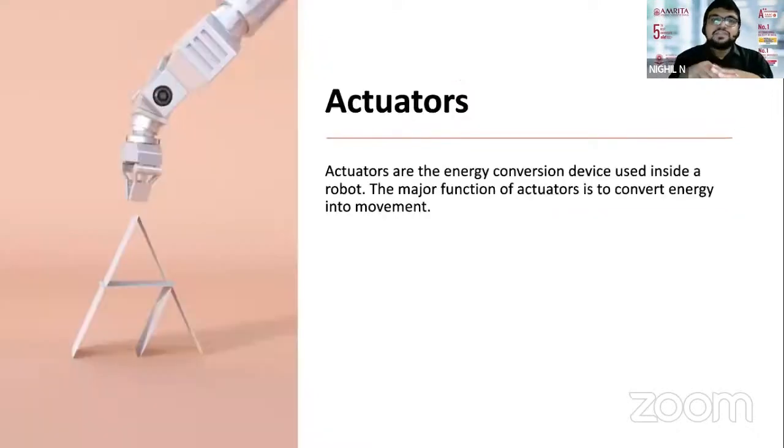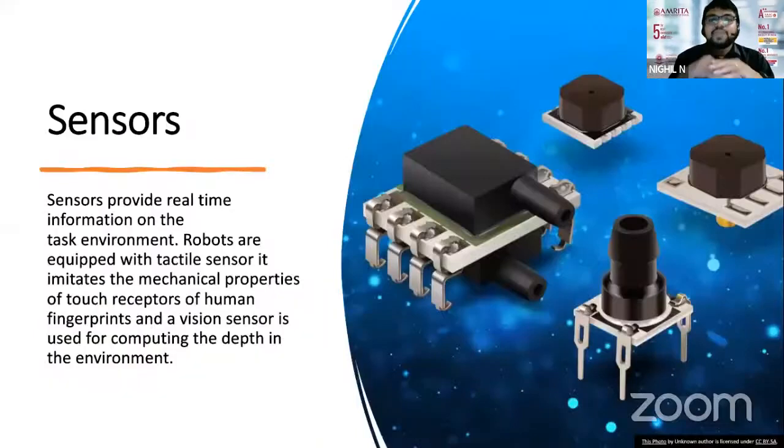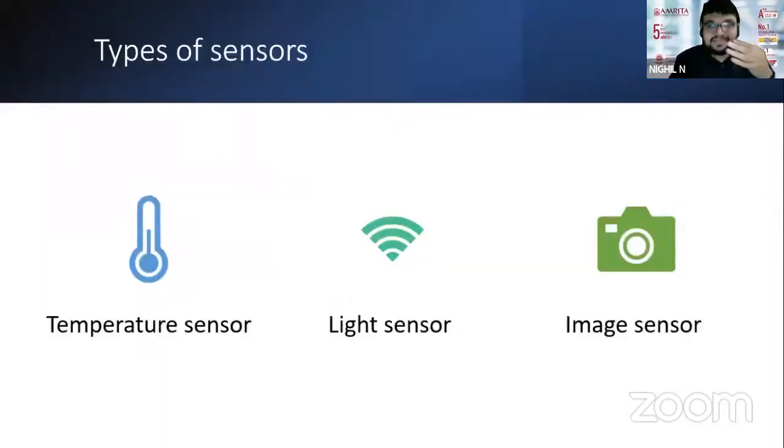And the actuators are the energy conversion devices used to create movements. The major component is the sensor. We have a lot of sensors available in the market, and maybe you can also try some small projects. I hope you all are doing some projects for your project exhibition or science exhibition or something. Maybe you can also buy these five or six components from the market, where a lot of different types of sensors are available.